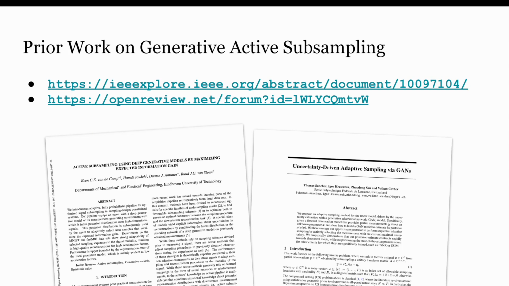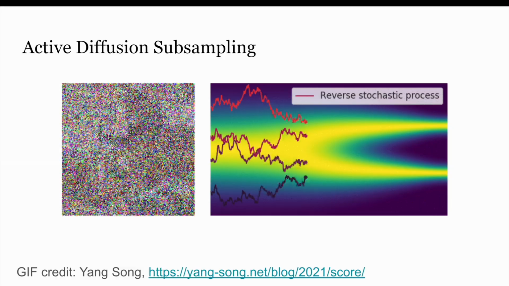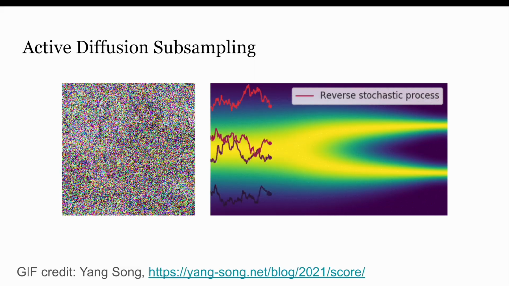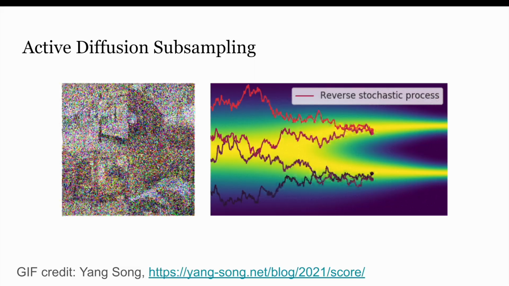Okay, so that covers the background theory. I'll finish that section with some shout outs to other interesting work in this area that I'd recommend giving a read. These papers use VAEs and GANs to do similar things, so if you're interested in that, take a look. Now I'll move on to our algorithm and how we implement this idea of generative active sampling in an efficient way with diffusion models.